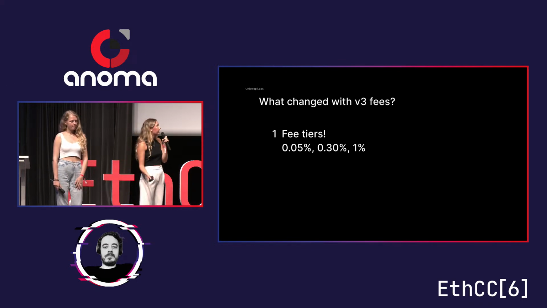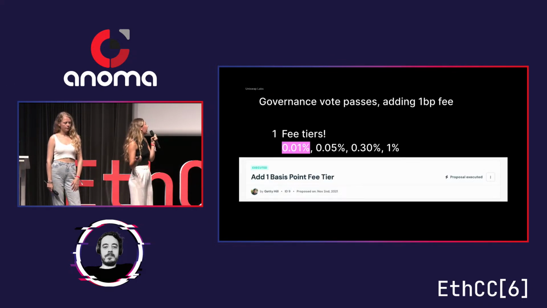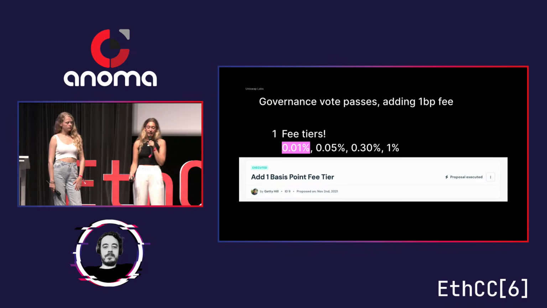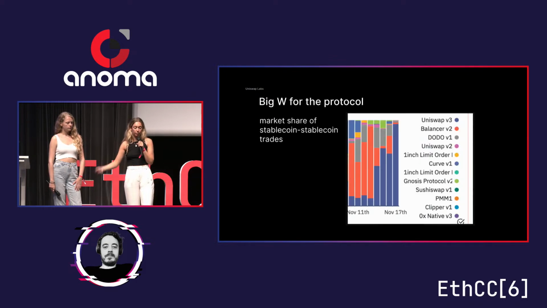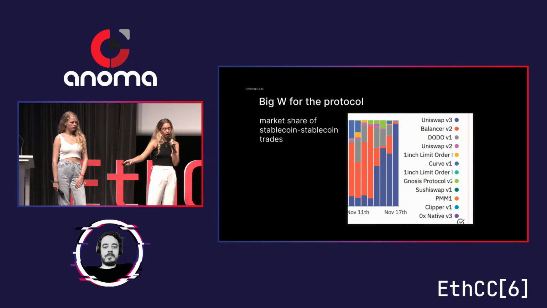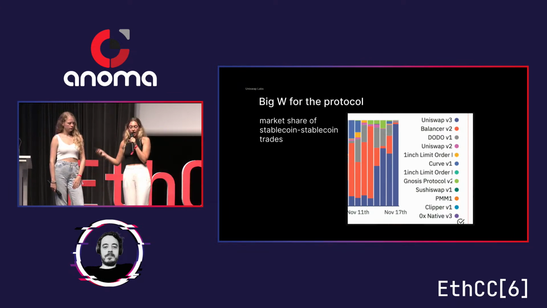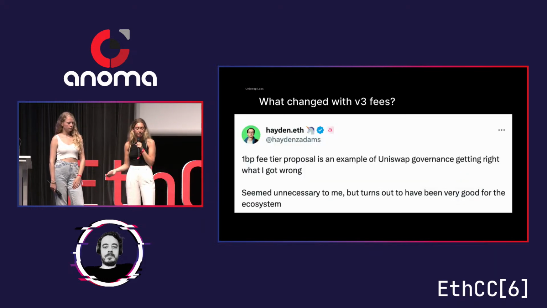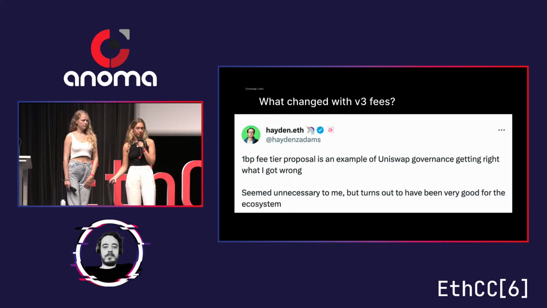What ended up happening is that governance actually voted to add a 1 bip fee tier. That vote passed, and it ended up being really successful for the protocol. You can see in just a matter of days, if you look at the blue here, that Uniswap v3 market share shot up a lot, making Uniswap very competitive in these stablecoin markets. The funny thing is that some early contributors, and even Hayden himself, thought that the 1 bip fee tier was not going to be successful and not worth putting into the protocol.